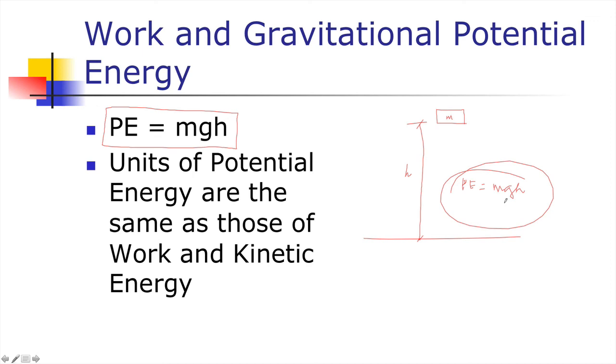Like kinetic energy, gravitational potential energy is also a scalar quantity. The SI unit of energy in general is the joule. So therefore, the SI unit of gravitational potential energy is also the joule.